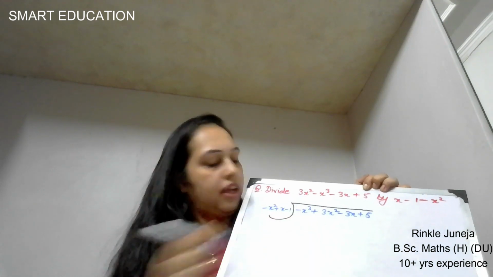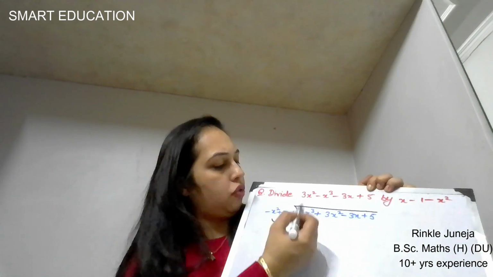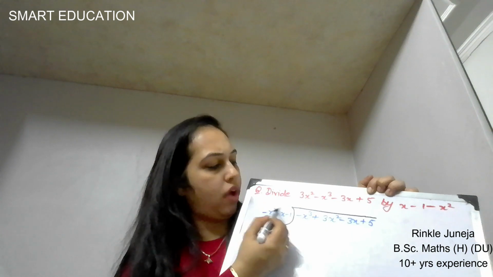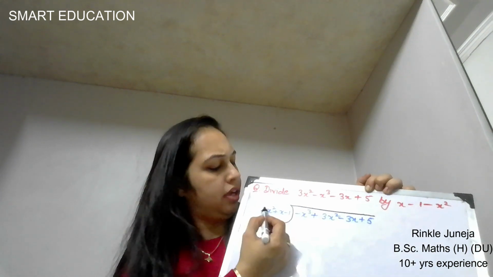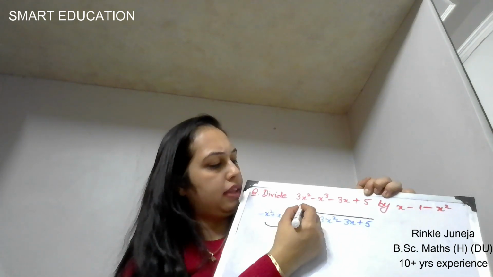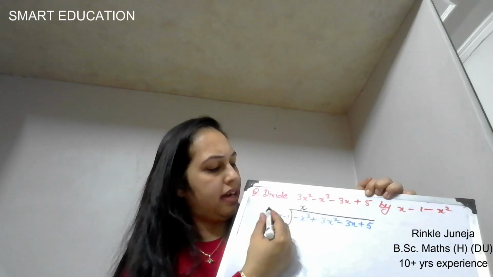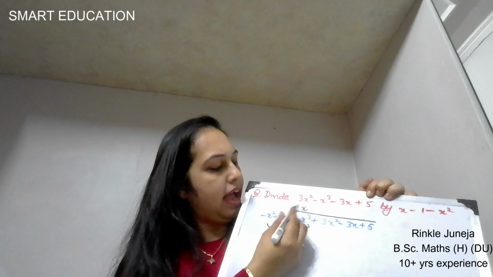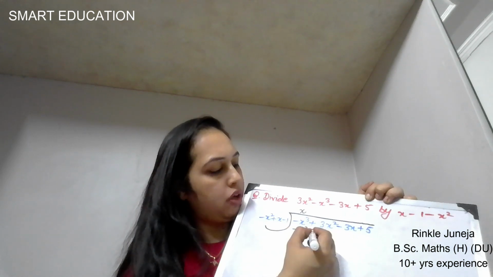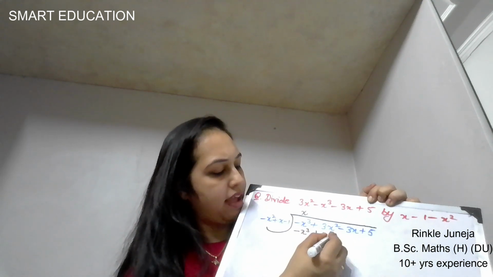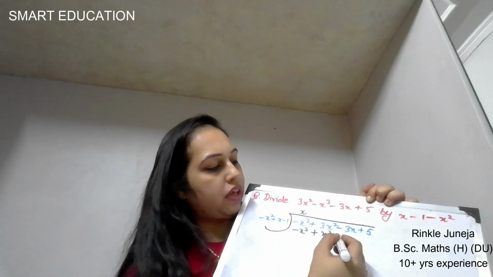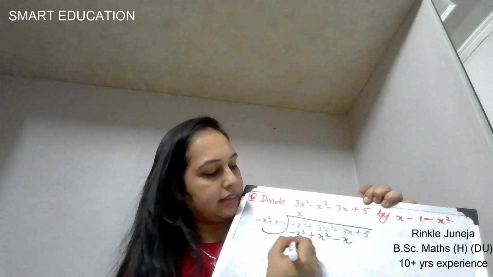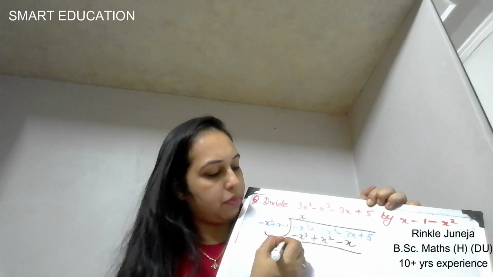Now let's divide. Now the first term is minus x cube. So what should we multiply with minus x square to get minus x cube? We need to multiply with x. x into minus x square will give you minus x cube, and x into plus x will give you plus x square, and x into minus 1 will give you minus x. Okay, so now we'll subtract.